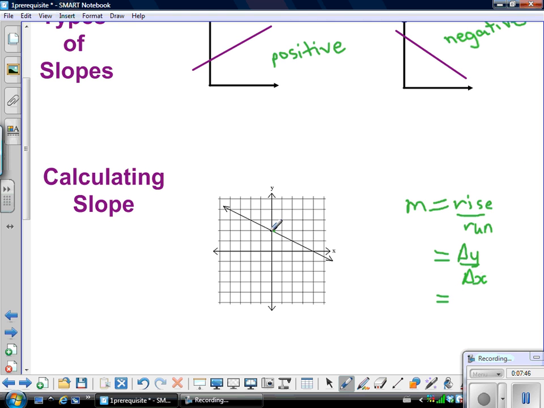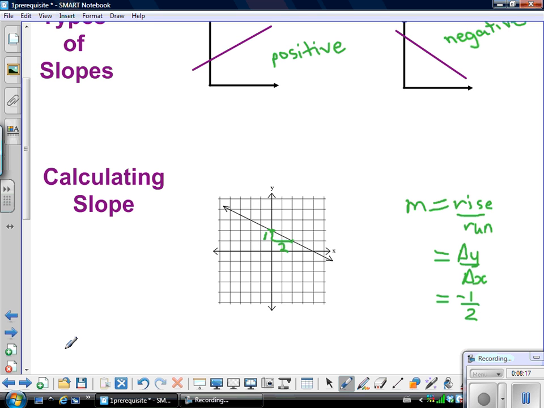So I can see that I'm touching it here and it's crossing the grid again at this location. So if I make my triangle, I can see that I have one square here and I have two here. Now you can see that this line has a negative slope. So I'm actually falling one. So I'm going to put -1 and I am running 2. So my slope here is -1/2.